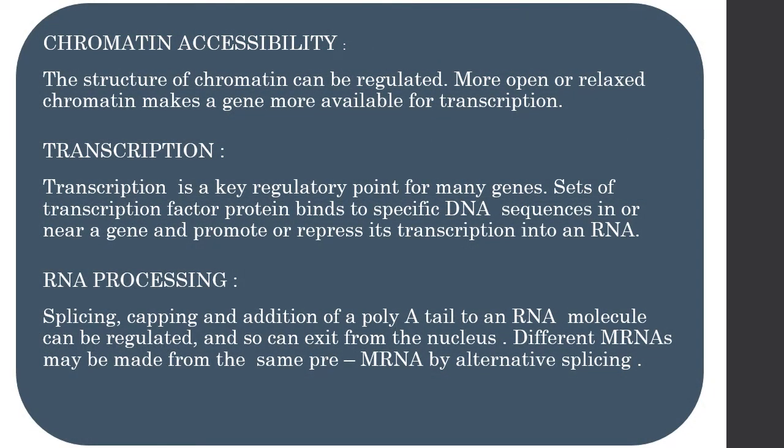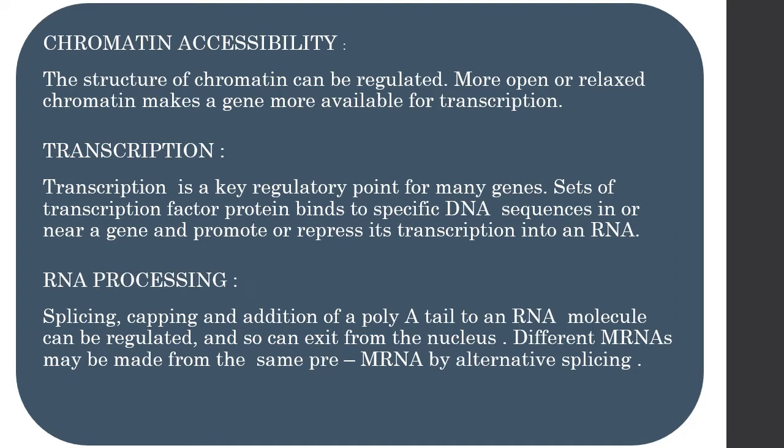Chromatin accessibility: this is the structure of the chromatin, the DNA and its organizing proteins. It can be regulated to be more open or relaxed, and open chromatin makes a gene more available for transcription. Transcription is a key regulatory point for many genes, and a set of transcription factor proteins bind to specific DNA sequences in or near a gene and promote or repress its transcription into an RNA.